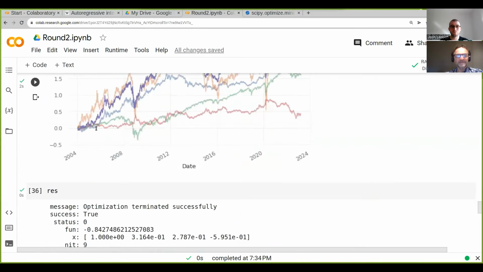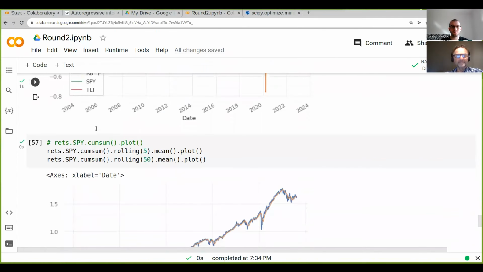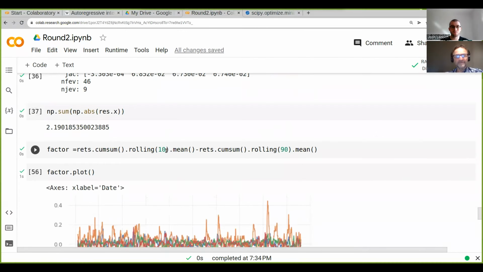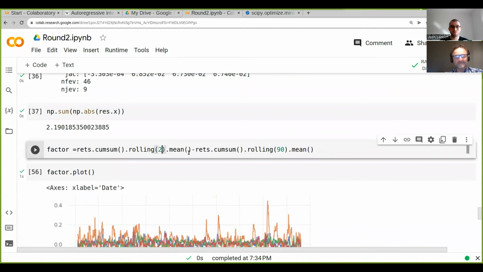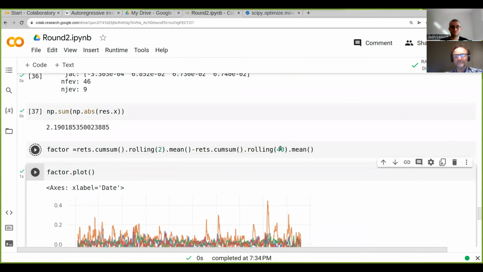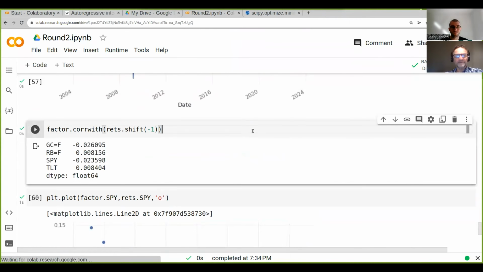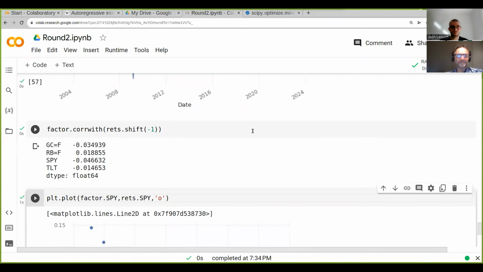Now we could see that as we go a bit higher here with the rolling with 10, the correlation actually drops. So let's just go with 2 and 40 just for the sake of it and see if we get something interesting here. And there you go. Look, this doesn't look too bad. We've got at least gold and the SPY. They have some sort of predictive value.